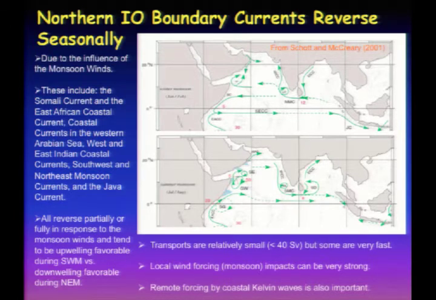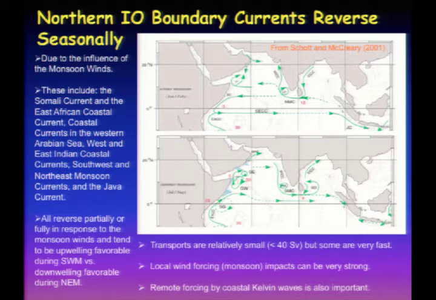Okay, and as Jerry pointed out, I'll start on the west side. During the southwest monsoon, we have the East African Coastal Current, which is upwelling favorable. That's northern hemisphere. In the winter, it reverses and becomes the Somali Current. In the southwest monsoon, we have strong, rather disorganized flows, but they're upwelling favorable. Okay? In the winter, they are also kind of disorganized, but generally more downwelling favorable. In the summer, the southwest monsoon, we have the West Indian Coastal Current, East Indian Coastal Current, both upwelling favorable. In the winter, they reverse and become downwelling favorable.